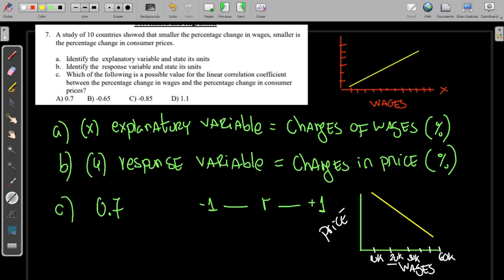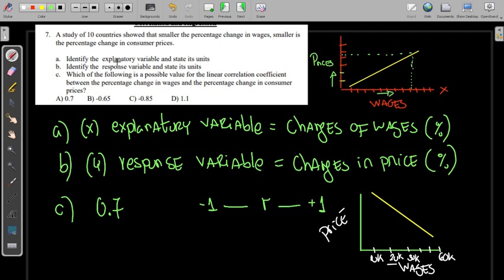So as the wages go up, the wages go up this way. As they go up, what happens when they go up? The prices, these are the changes in consumer prices. As prices go up this way, probably wages go up and the prices also go up. That's very true in modern economies.